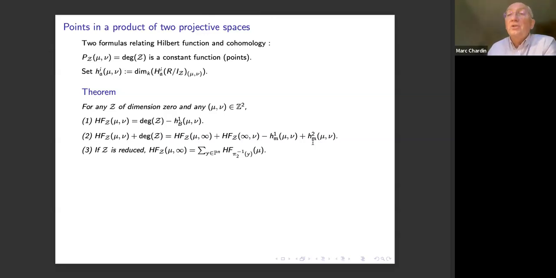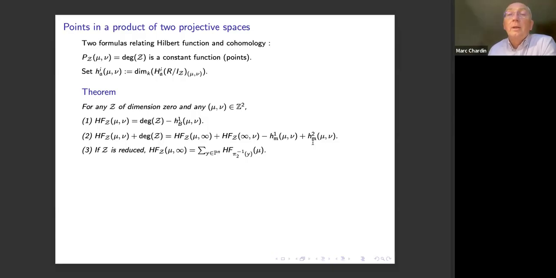If Z is reduced, as you have to modify the statement a little bit, so I prefer to show the reduced case. If Z is reduced, the value at infinity, when nu is big enough, is just the sum of the Hilbert functions of the fibers on the projection. So you project in one direction, you look at the fibers, and you have a Hilbert function for the fibers. Of course, if you have just one point, it's just 0 and 1. If you sum this Hilbert function over all the fibers, this gives you a function, and that's the eventual value of your function.